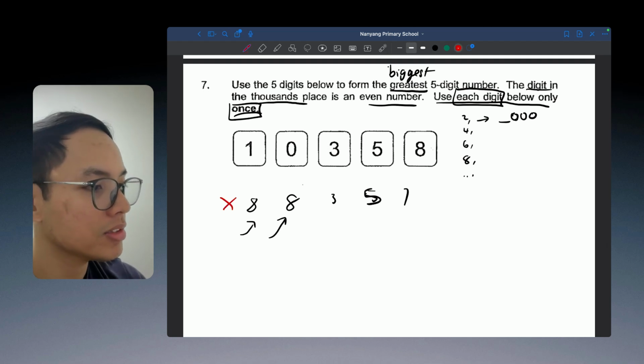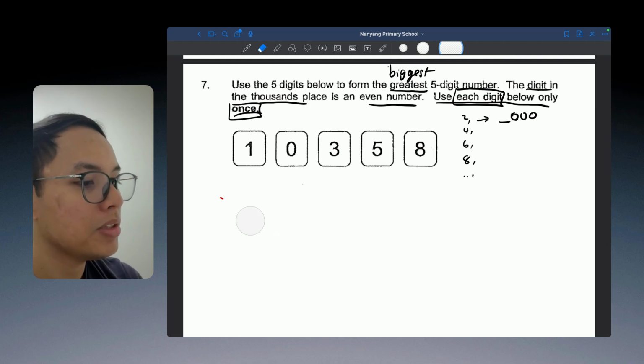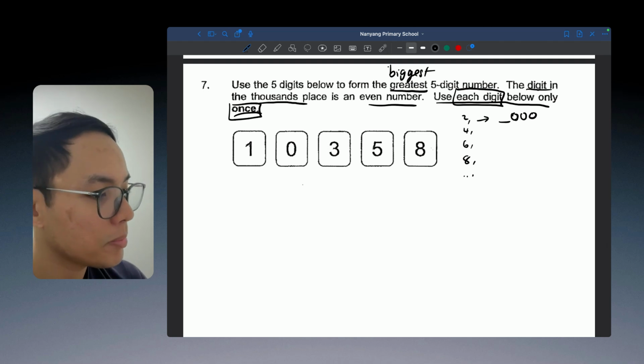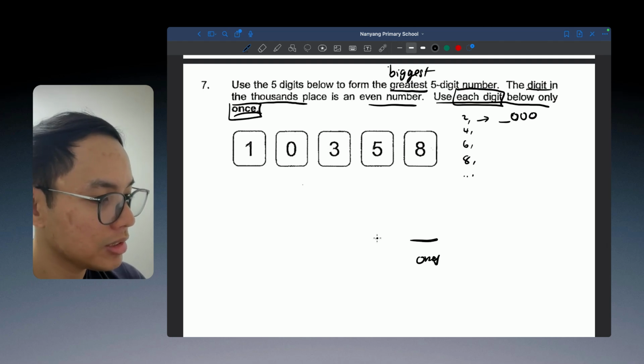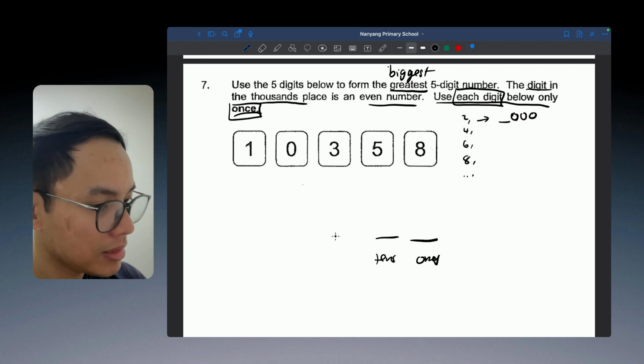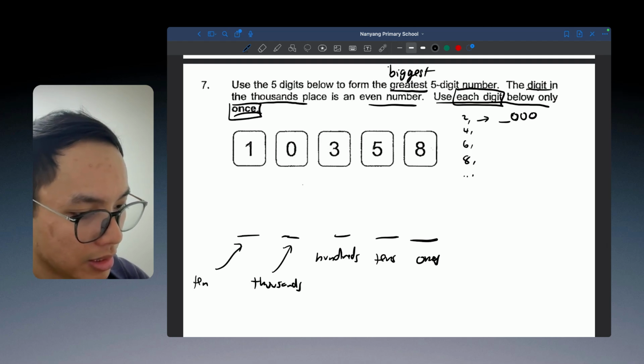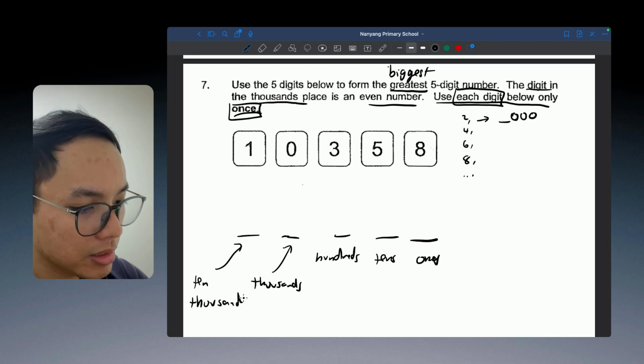Right? This is wrong. Okay, so this is not the answer that we're looking for. What we need to do is create the biggest number. This is a 5-digit number. So you remember, this is the ones digit. This is the tens place. This is the hundreds place. This is the thousands place, and this is the 10,000s.